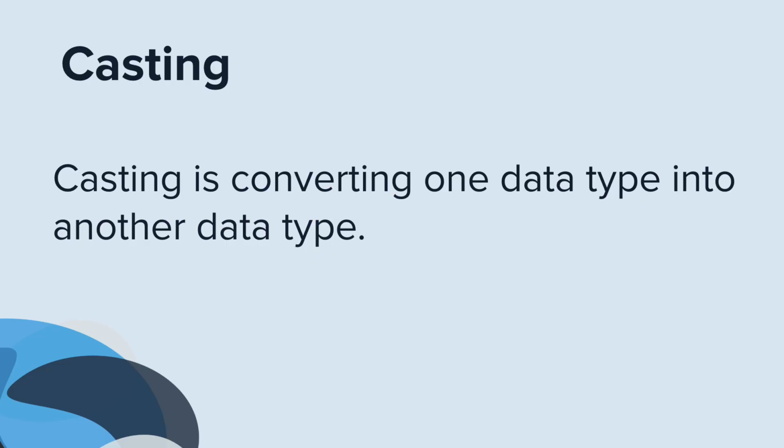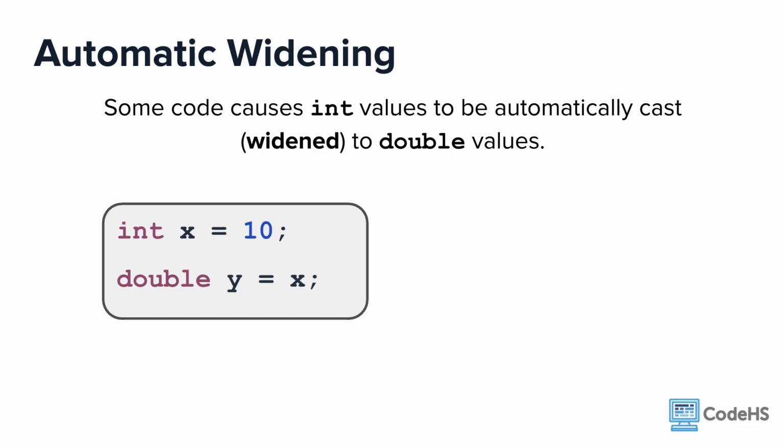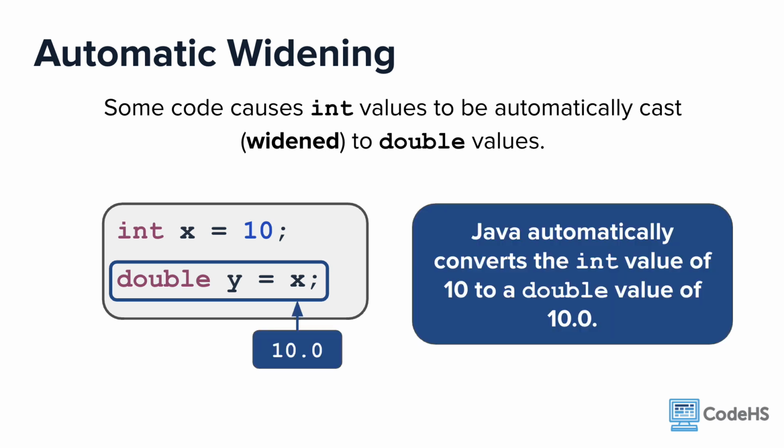Casting is converting one data type into another data type. There are multiple types of casting. The example you just looked at is called automatic widening. Some code causes int values to be automatically cast or widened to double values. In this example, the double y is assigned an int value of 10. Because the value of 10 is the same as 10.0, Java automatically converts the int value of 10 to a double value of 10.0.